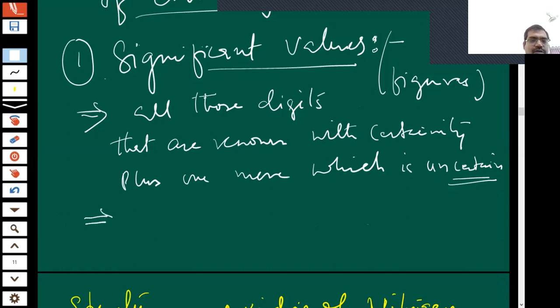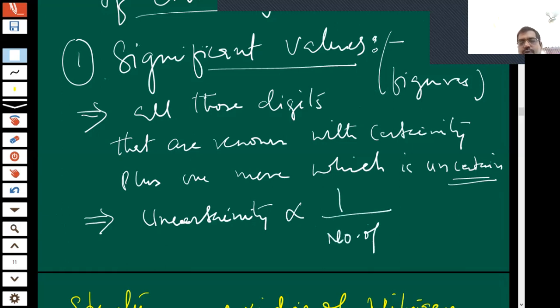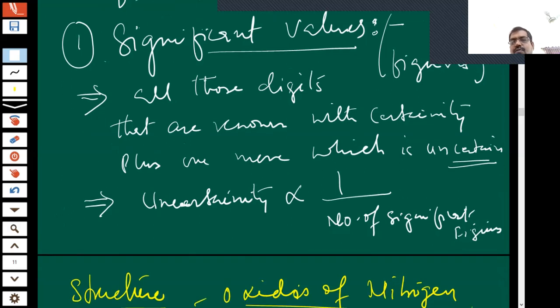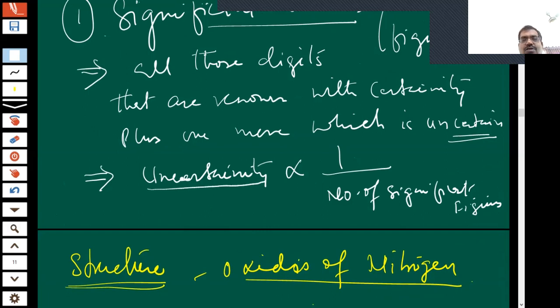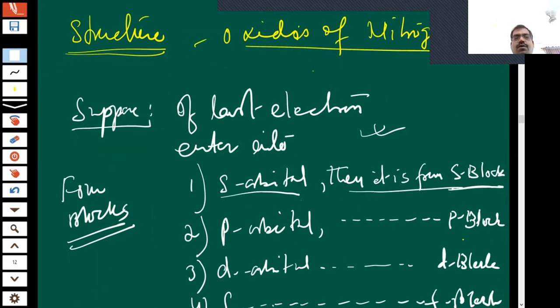So here we can see that uncertainty is inversely proportional to number of significant figures. More is the number of significant figures, less is the uncertainty. Okay, means we will be more closer to the accuracy or certainty. Okay, so let us see.